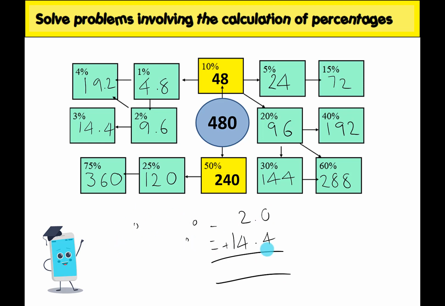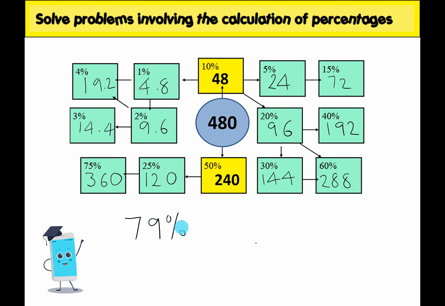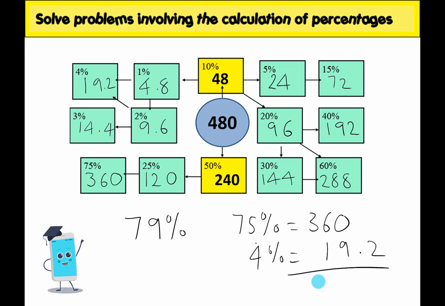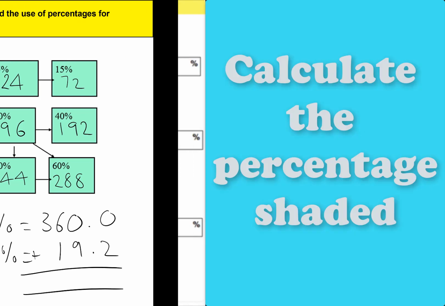If I was asked to find, for example, 79%, I'd need to look at my grid and think, what's the best way to do it? Well, I could use my 75%, which is 360, and I could use my 4%, which is 19.2. So you're looking at the clues you've got and using them to find out any percentage. Good luck with that activity.